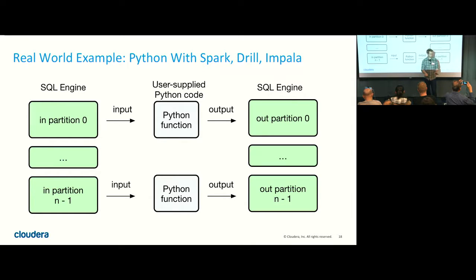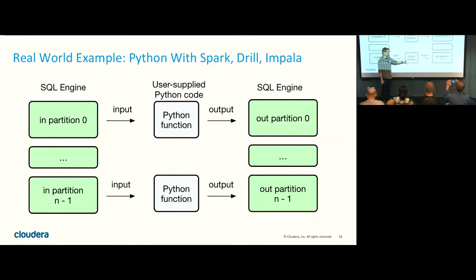Otherwise, all it knows is how to spawn a Python interpreter, tell the Python interpreter to unpickle your function, say, here's some data, run that function, and let me know when you're done, and then send the data back. So there you're really critically dealing with this data movement problem of how does data make its way from Spark or from a SQL engine into the Python interpreter process, invoke the Python function, and then send the data back.